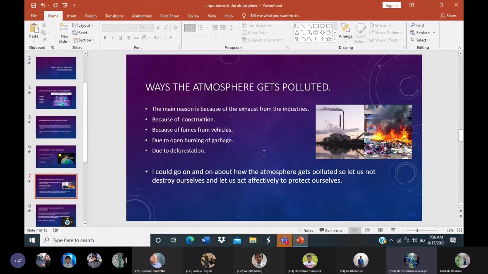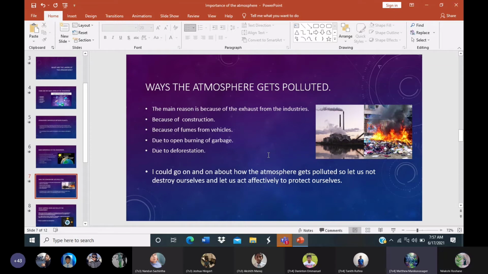Let's say you go near to that, you'll feel really uncomfortable, right? All that smoke goes up to the atmosphere, gets together with the atmosphere and comes down, and that's what we breathe. It's not good for us. Due to open burning of garbage, I've seen this in a lot of places, it's not really good. And due to deforestation, trees are really important, so we should prevent deforestation as well.